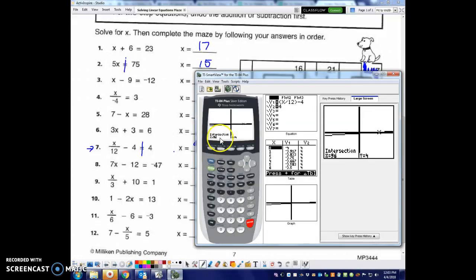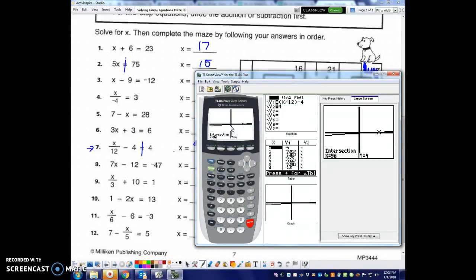The reason it didn't work is because you're trying to find the intersection of the two lines. That's what gives you the correct x value. So the reason it doesn't work is because sometimes your screen isn't big enough and it's way over here instead of actually being on the screen. That's why we have to zoom out so that we can actually see where they're crossing, okay?